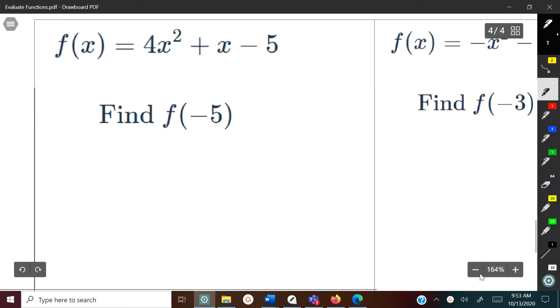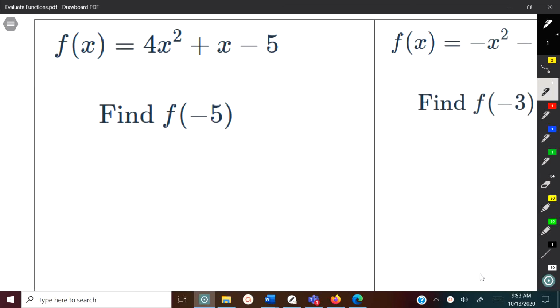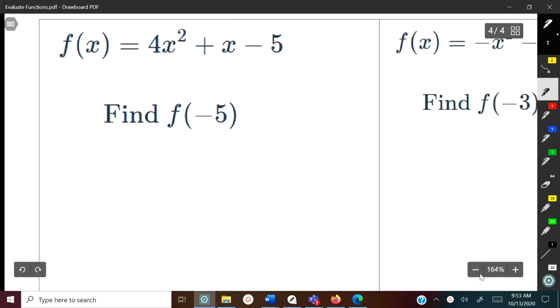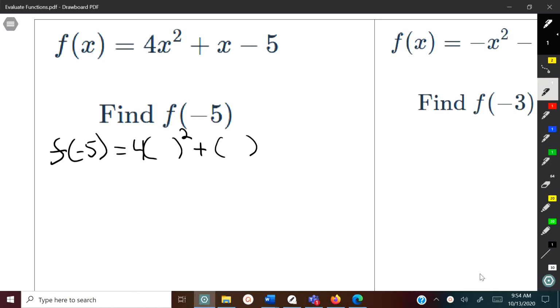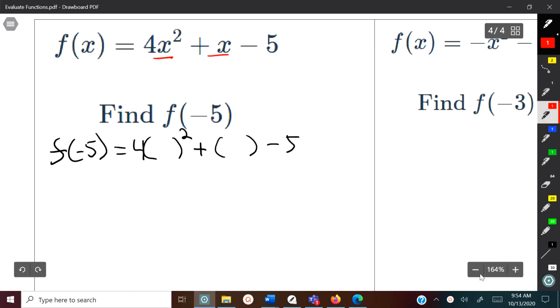All right. So we're going to go ahead and plug in f of negative 5. So we're going to do f of negative 5. And what would that equal? That'll equal 4 times the negative 5 I'm going to plug in squared plus another negative 5, because you have two x's, minus 5. So I got these two x's here, and I'm going to plug in this negative 5 in here.